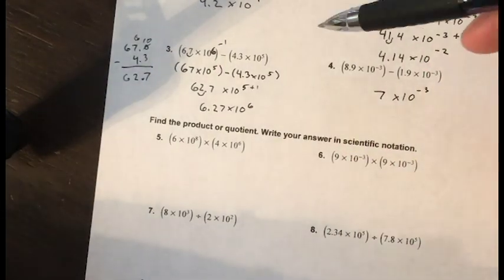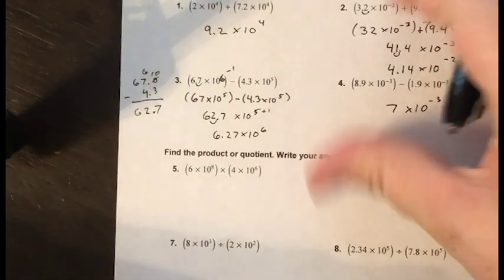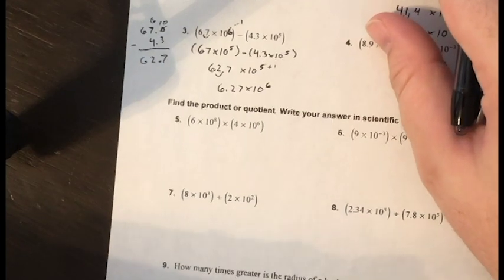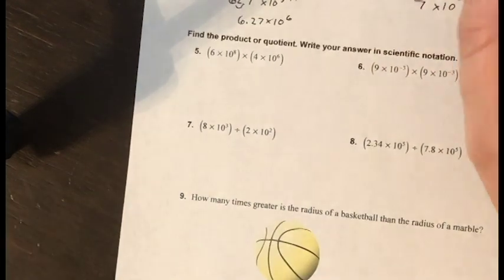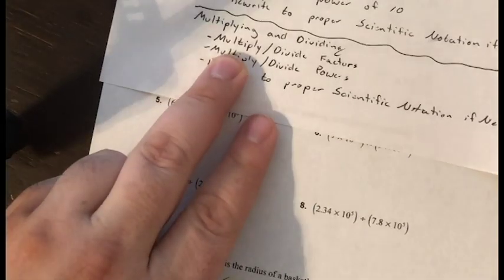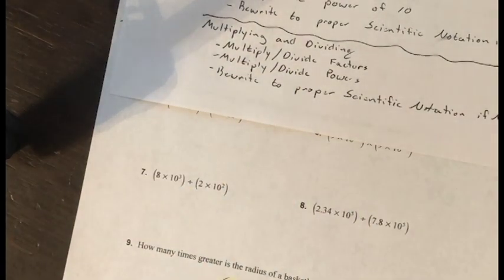All right, so this is actually the hard part. So adding and subtracting in scientific notation is actually the hard part. The easier one is actually when we multiply and divide. A whole lot easier to remember this. So if you look at the little rules that I gave you for multiplying and dividing, it says this. One, you multiply and divide the factors, then you multiply and divide the powers, and then you rewrite to proper scientific notation. So that's pretty straightforward. There's no major issues on that.